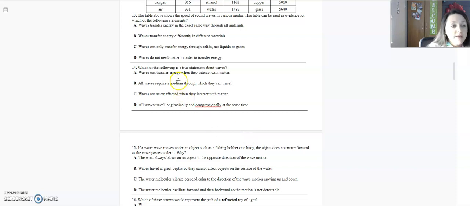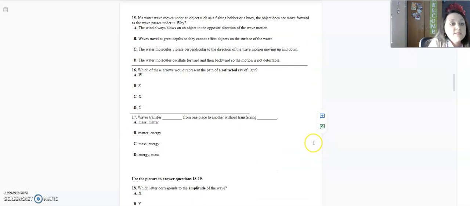All right. All waves require a medium. Nope. Waves can transfer energy when they interact with matter. Sure. All waves travel compressionally and longitudinally? No. And waves are never affected when they interact with matter. Not true. So it has to be A, that waves transfer energy.